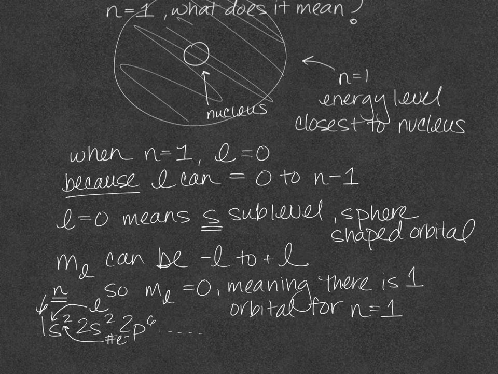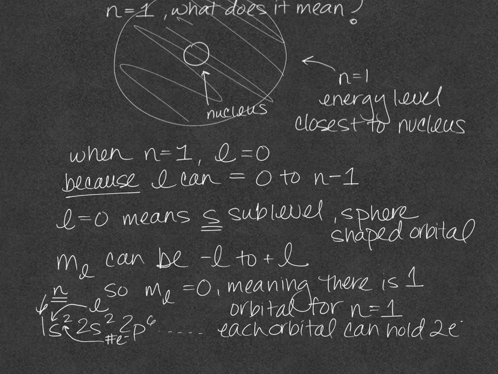One other thing, where do we get this idea of m sub L? Well, m sub L refers to the number of orbitals in that energy level. Each orbital can contain, or hold, 2 electrons. You don't need to write this down right now.